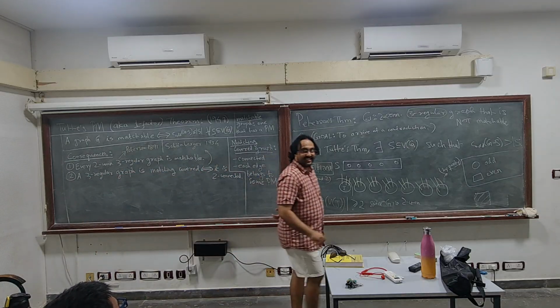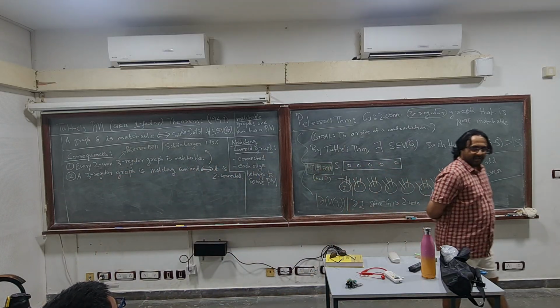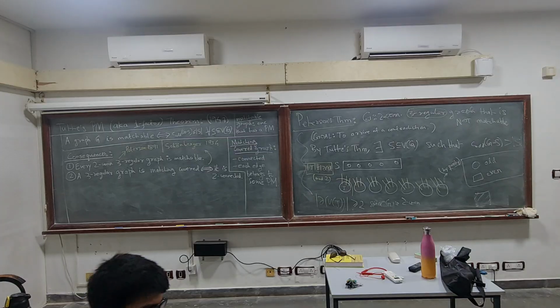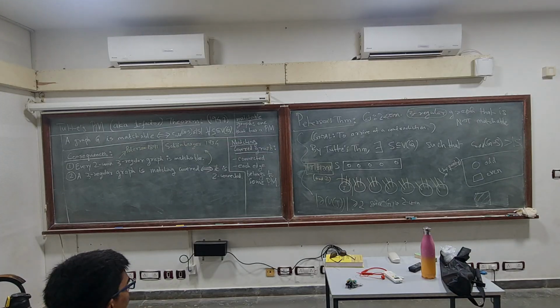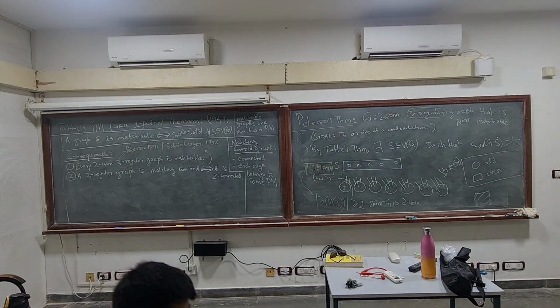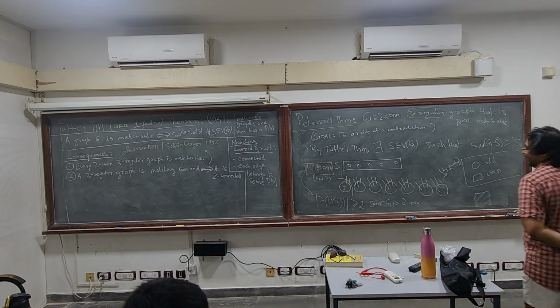Why do 3-regular graphs have to have an even number of vertices? You tell me. Every vertex has degree 3. So how many vertices of degree 3? Oh, if it's odd, then there'll be an odd total. Yeah, handshaking lemma. Okay, cool. Good.